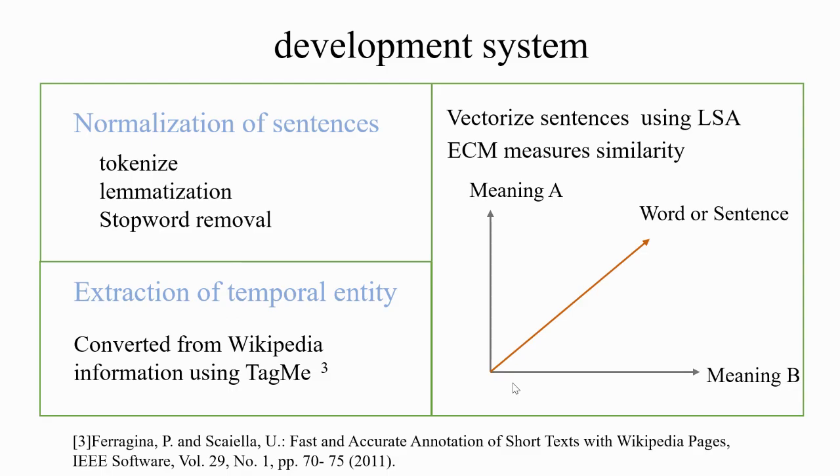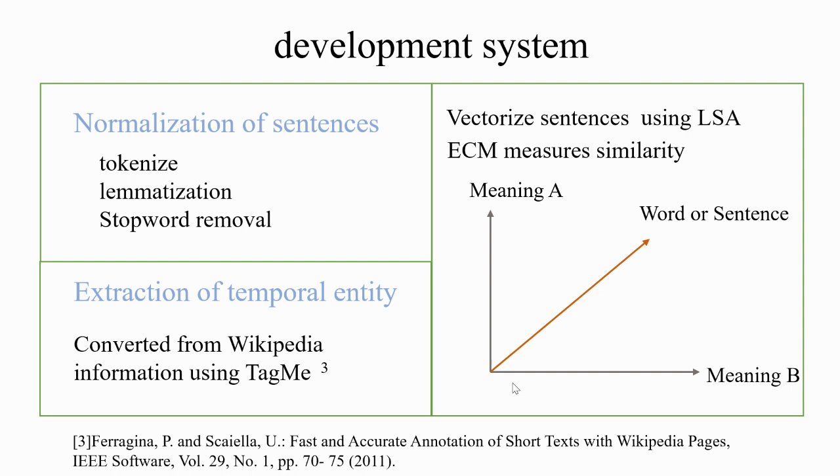The system for developing a method is as follows. First, we normalize the sentences. This involves tokenization, lemmatization, and removal of stop words. Next, we apply TagMe to extract entities. We then identify temporal entities that only appear in that period and replace them with their entity types.